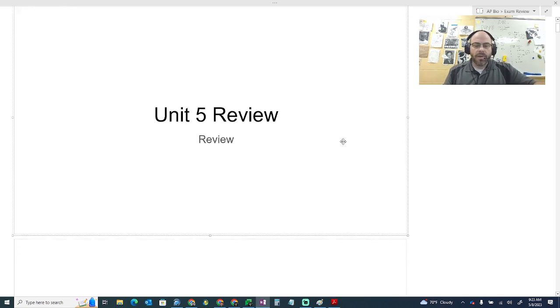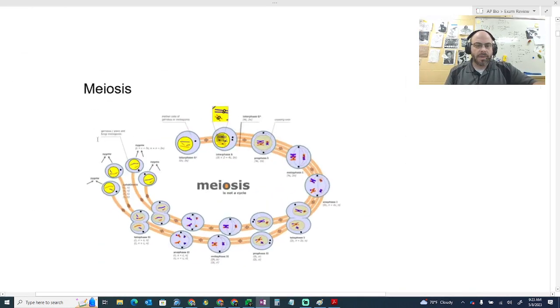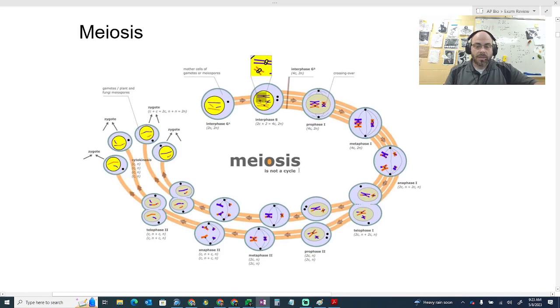In order to talk about heredity, we've got to talk about this process called meiosis. Meiosis is not a cycle. I love this picture because it shows it is not a cycle. It is a process that has a product. It's different than mitosis. Mitosis is technically not a cycle either, but it comes at the end of a cycle and it produces something that begins the next rung of that cycle.